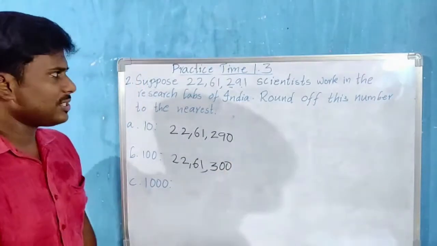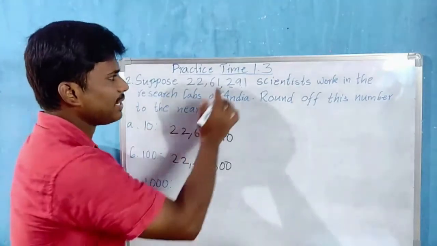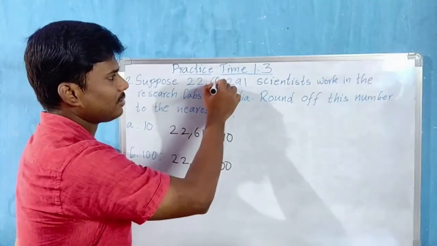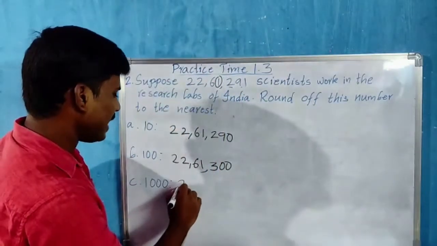And nearest to thousands. Nearest to thousands means what will be our rounding digit? Thousands place. Ones, tens, hundreds. The thousands place will be our rounding digit. So write the left side digits as they are.